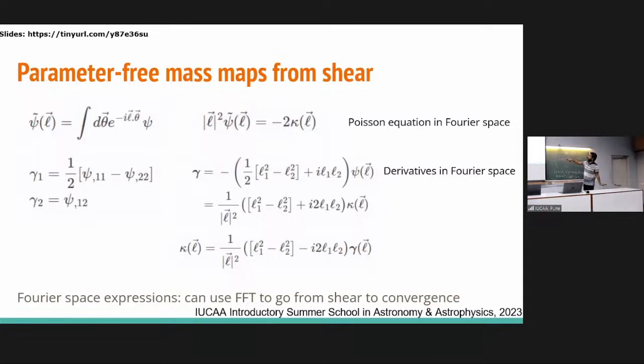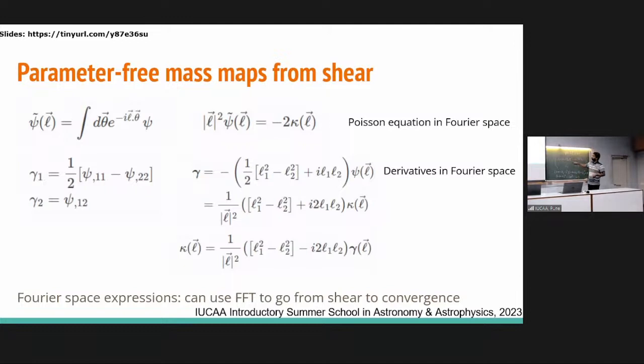So we started with psi, right? So it is L1 square minus L2 square times the psi of L. There is also a minus sign which comes because you take 2 derivatives, because of this i. So it becomes i square and so that minus 1 is here. L1 square minus L2 square and then times this psi. And then gamma 2 is psi 1 2. So that's why it is L1 times L2 times psi. And so you get this particular equation for what the shear is.